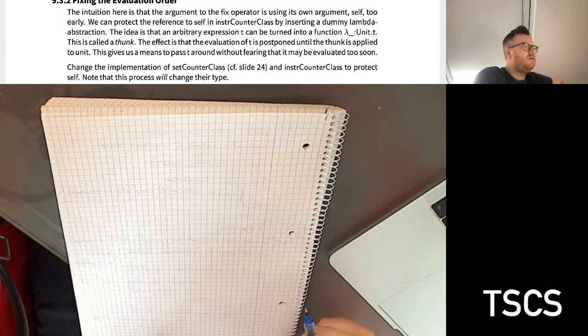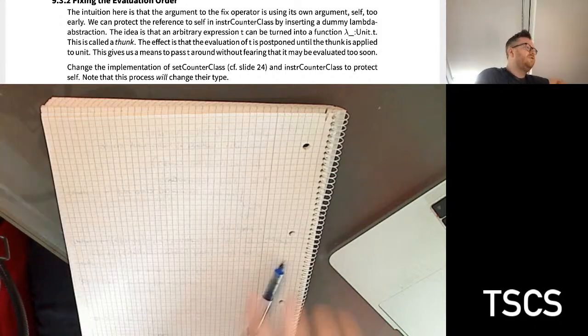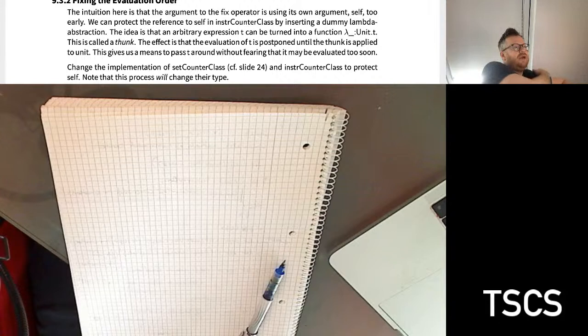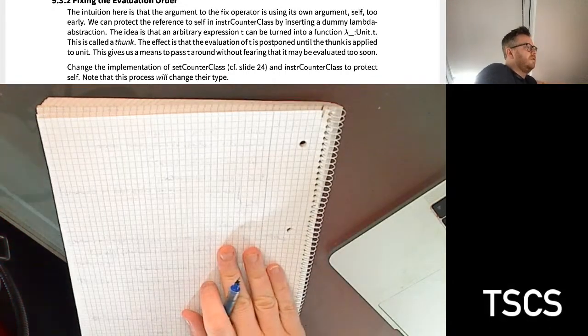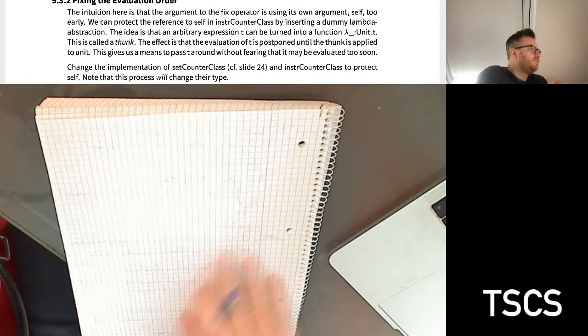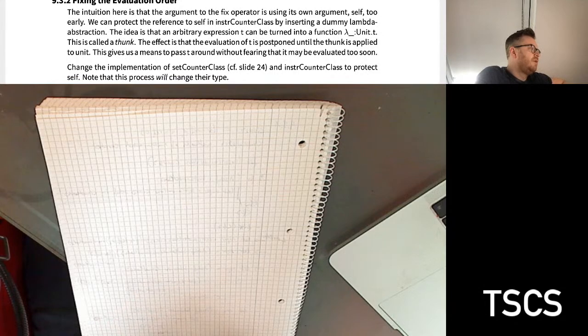This is very common in functional programming. Whenever you need some delayed evaluation, you typically turn things into a thunk. From a behavior point of view, it is more or less the same, but evaluation comes later. Evaluation is postponed, one might say. And this now gives us the means, as I've written in the solution, to pass self around without fearing that it may be evaluated too soon, as it was in this case.